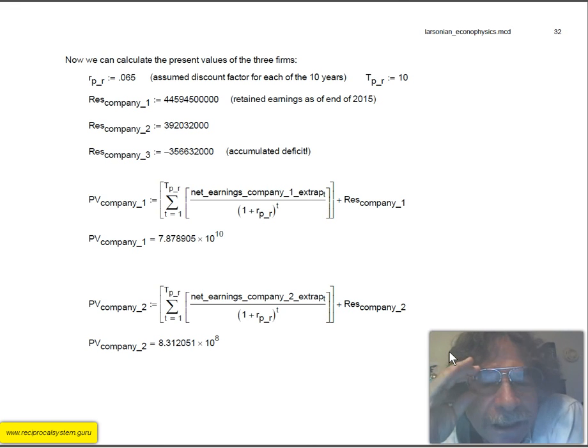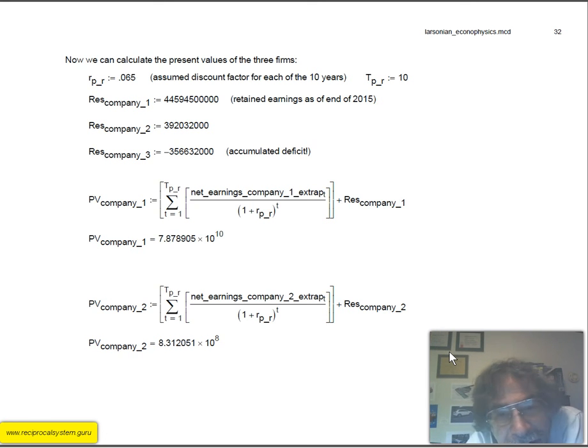Okay, so now we can calculate the present value of these three firms. We'll set the discount factor to 6.5% or 0.065, which seems kind of reasonable, and we'll keep it constant for each of the 10 years. We're going over a period of 10 years. Now we get the reserves, retained earnings as of the end of 2015. So you can see, look at the reserves. I'm not going to read this, but the reserves of McDonald's is way better than Ruby Tuesday's, and actually Wendy's has an accumulated deficit.